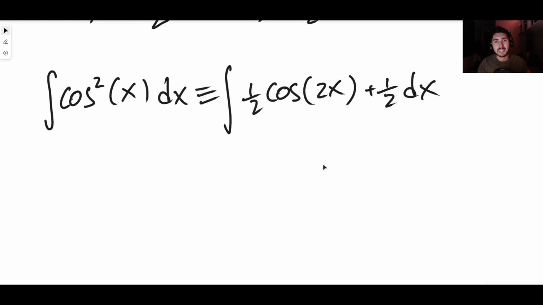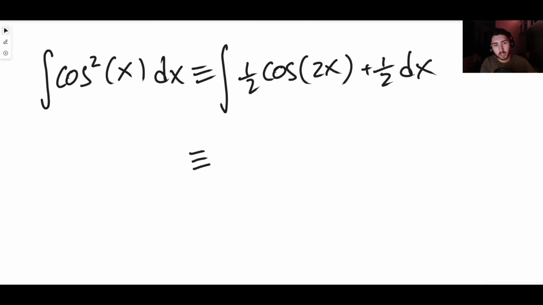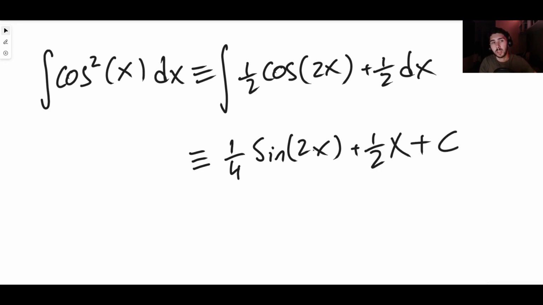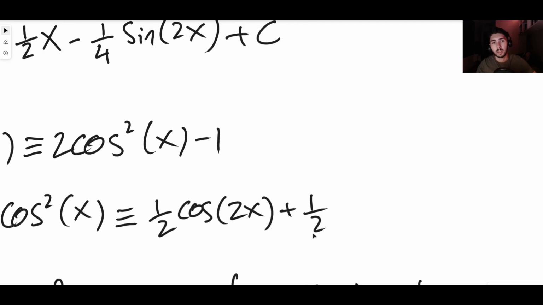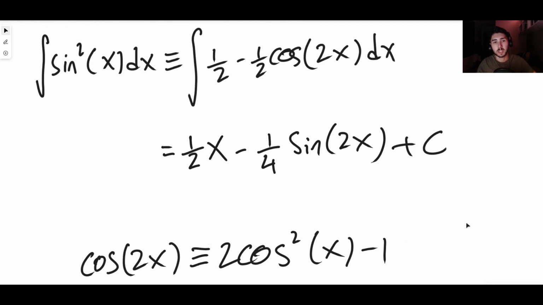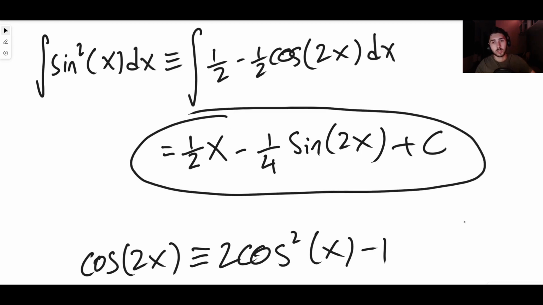So again, this is an easier integral, and this is going to integrate to the following. A half cos 2x is just going to integrate to a quarter sin 2x for the same reasons as before, because if you differentiate sin 2x, you get 2 times cos 2x. The 2 cancels with the quarter, making a half. And then a half just integrates to a half x. And then we add our plus c on the end. So cos² integrates to a quarter sin 2x plus a half x plus c. And sin² x integrates to a half x minus a quarter sin 2x plus c.